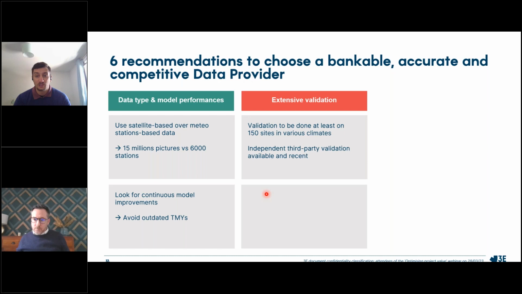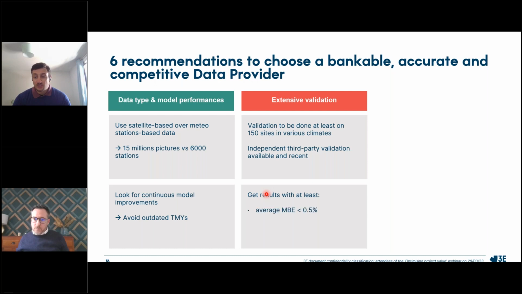So at least choose a database which has done this extensive number of sites validation. Another thing you may want to have is that this data provider will be even more trustable to us as a technical advisor, and also to the lenders, if there is an independent third-party validation available, transparent and also recent.